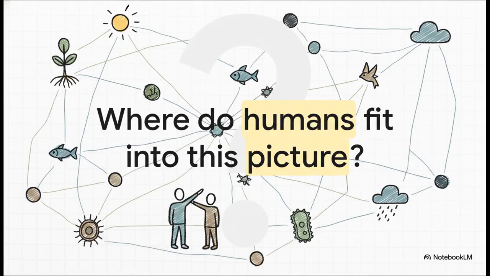So, as we zoom all the way back out, we see this incredible, intricate web. Every organism is shaped by its environment, every population is limited by resources, and every single species is defined by its relationships with others. It's this delicate system of checks and balances that's been built over millions of years. And that leaves us with one last, really big question. Seeing all this, where do we, as humans, fit into this picture?